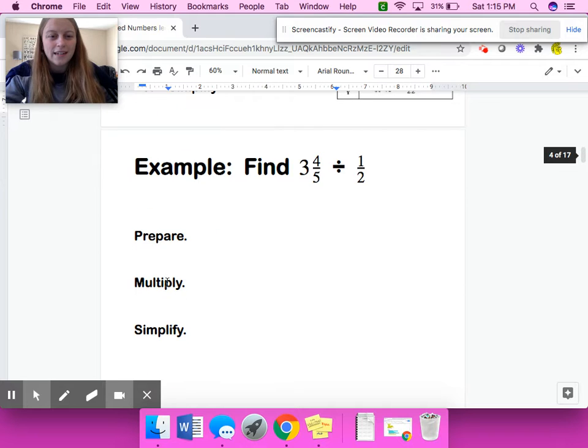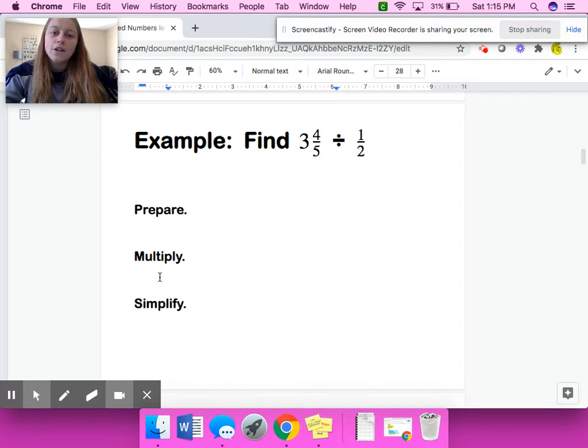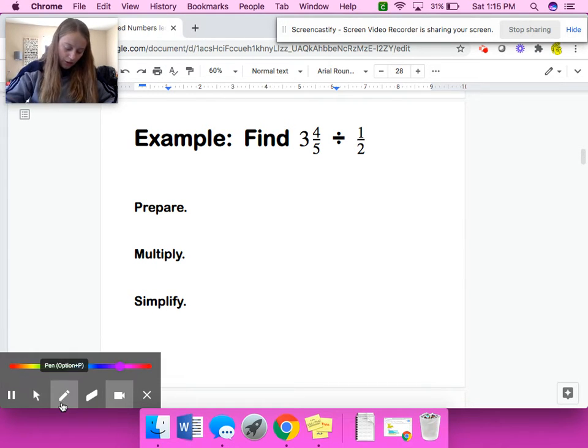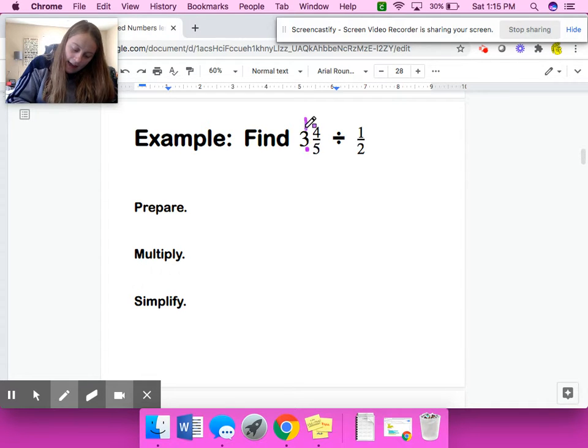All right, let's go ahead and look at an example here. Find 3 and 4/5 divided by 1/2. So first, we need to prepare our fractions. To prepare them, the first thing we need to do is take any mixed numbers and make them improper. So 3 and 4/5, we want to change this to improper by multiplying the 5 and the 3, and then adding the 4 onto it. So 5 times 3 is 15, plus 4 gives us 19 over 5.